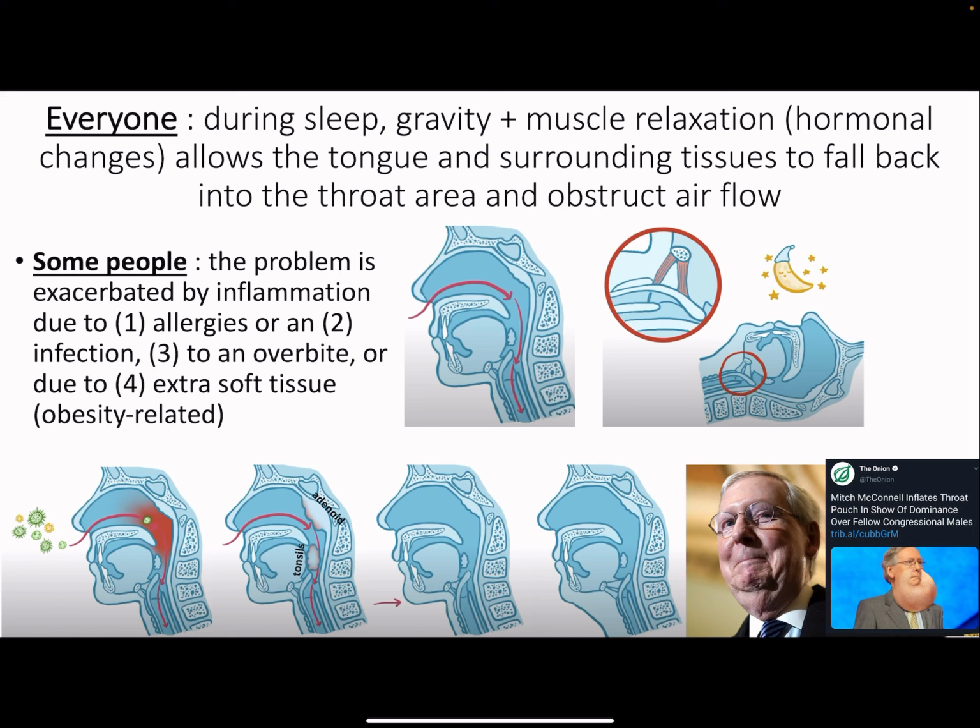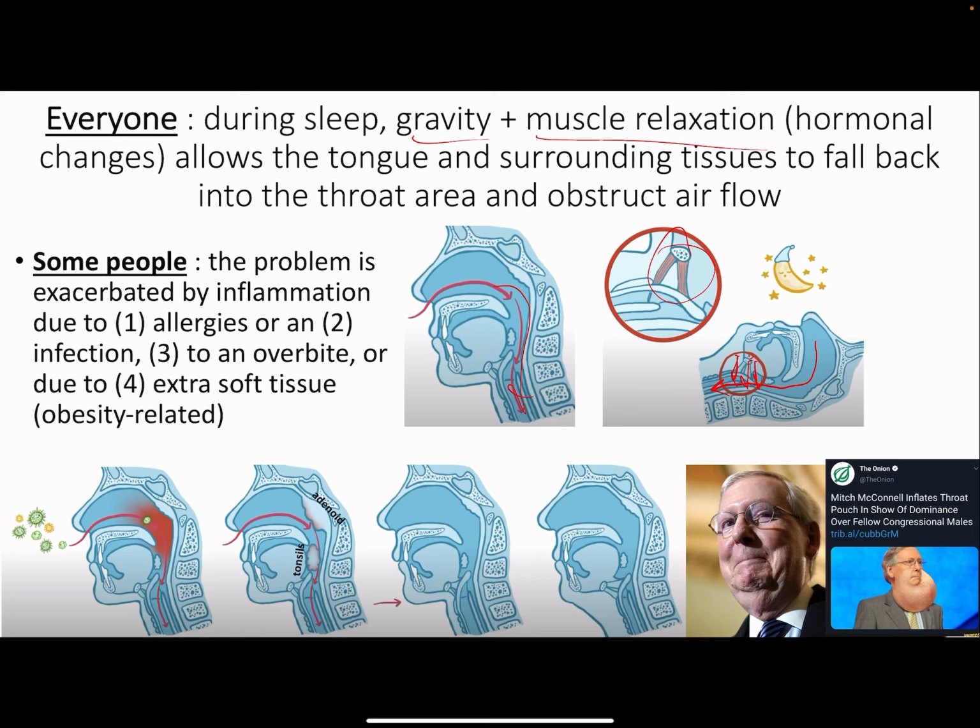I guess now we're just talking about obstructive. Everyone during sleep has a combination of gravity and muscles relaxing because of hormonal changes. This allows the tongue, so normally air goes like this, but the muscles relax and gravity pushes the tongue downwards. So it's a little bit more difficult for air to get in. That is regardless of whether you're the healthiest person on earth or not.